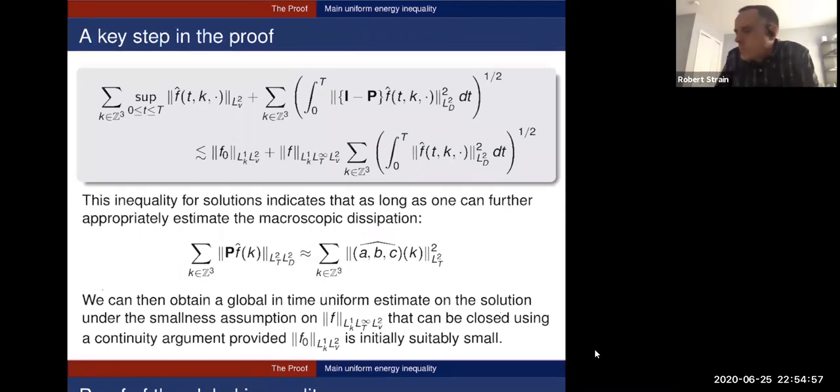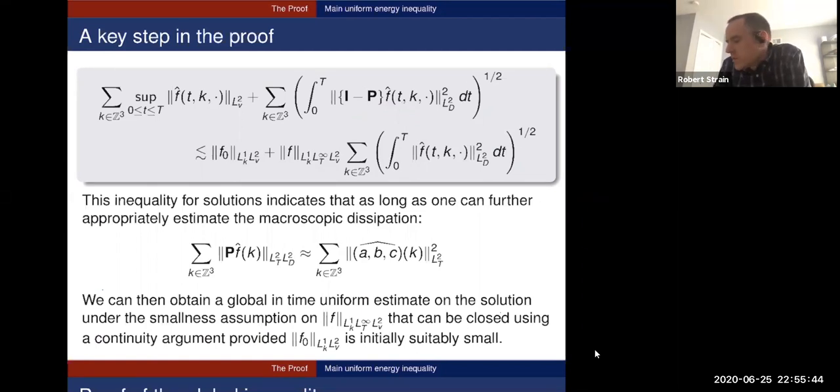So a key step in the proof is to prove this kind of inequality that we have here. This is an energy structure inequality. So you have the energy norm plus the dissipation norm is bounded above by the norm of the initial data times the energy norm times the dissipation norm. A problem here is that in the lower bound you have this projection away from the null space, and in the upper bound that projection did not appear.